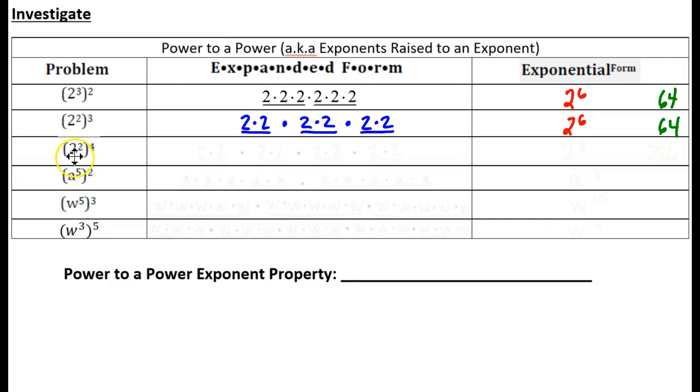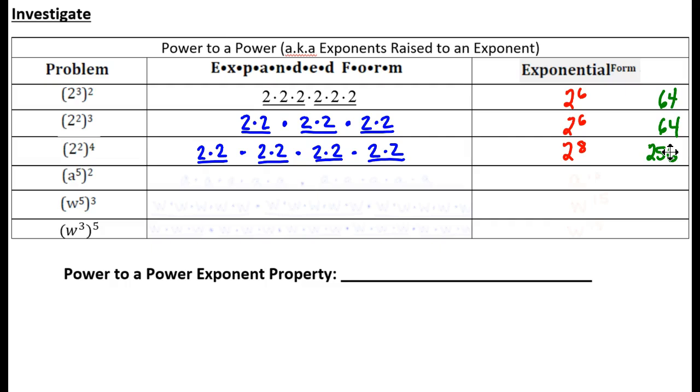So in this one I have 2 to the 2nd power, so just like what we did here, raised to the 4th power. So now I'm going to do it 4 times. So 2 to the 2nd times 2 to the 2nd times 2 to the 2nd times 2 to the 2nd. So now I have 2 times 2 times 2 times 2, so that's a total of 4, times 2 times 2, a total of 6, times 2 times 2, a total of 8. So this is 2 to the 8th power, which is 256.